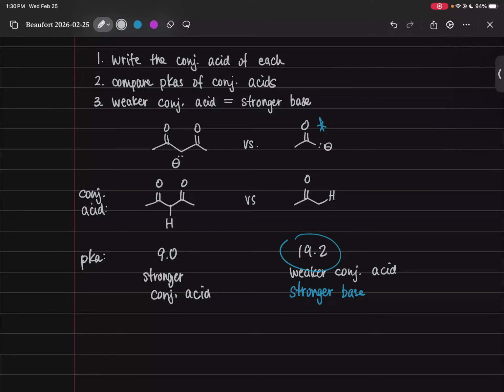Another way you can sort of keep this straight is a molecule can't be good at two things at once. So it can't be a really strong base and a really strong acid at the same time. If it has a strong conjugate acid, it's going to be kind of a weak base. And if it's a strong base, it's going to have a weak conjugate acid. Just make sure you don't get these two either confused or mix the two methods, because that can be kind of dangerous.